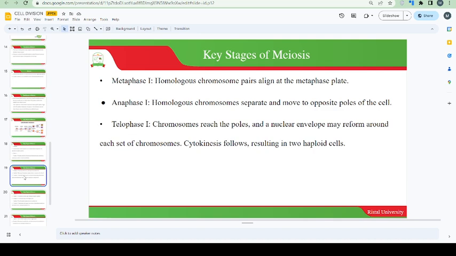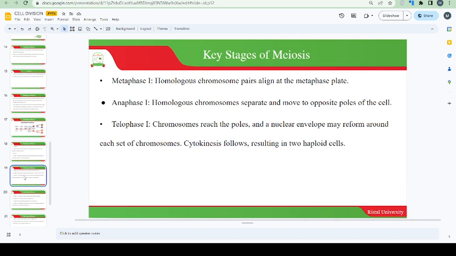Followed by metaphase 1. During metaphase 1, the homologous chromosome pairs align at the metaphase plate. The next stage which follows is anaphase 1. During anaphase 1, the homologous chromosomes separate and move to the opposite poles of the cell. Followed by telophase 1, the chromosomes reach the poles and a nuclear envelope may form around each of the chromosomes.